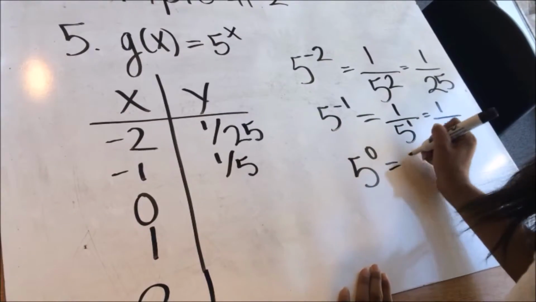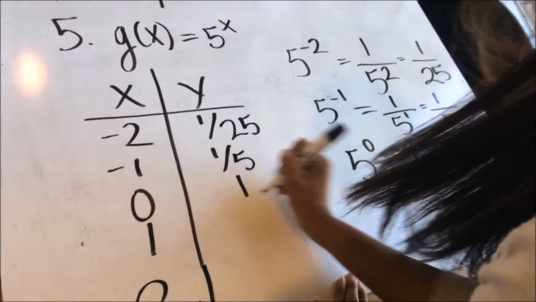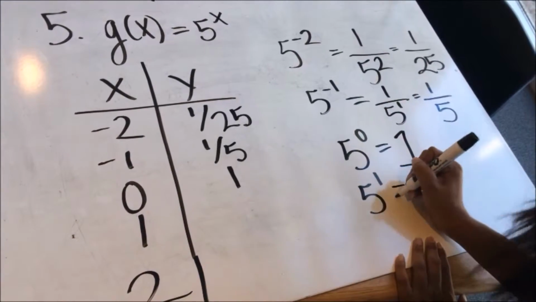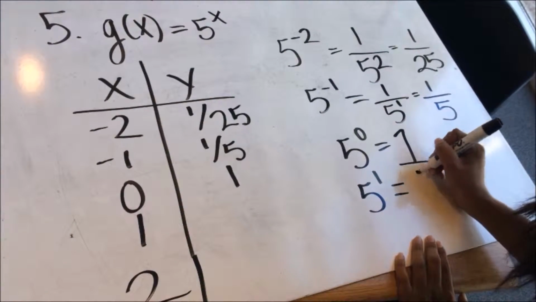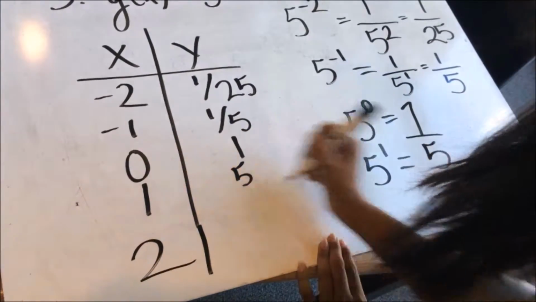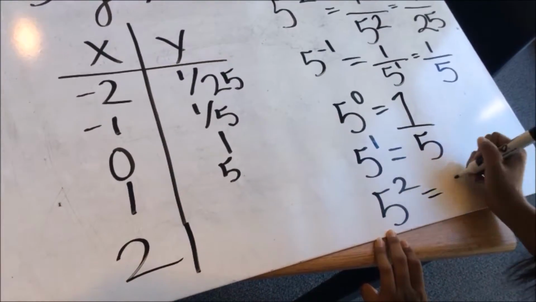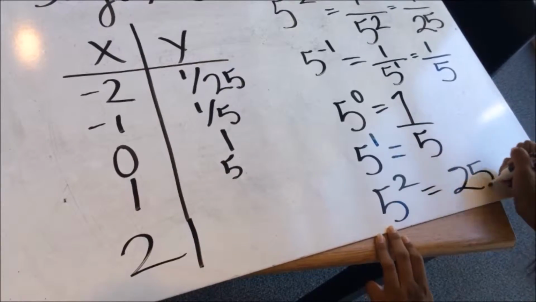5 to the power of 0 is always 1. 5 to the 1 power is just 5. And 5 to the power of 2 equals 25.